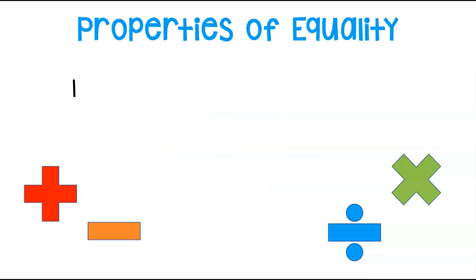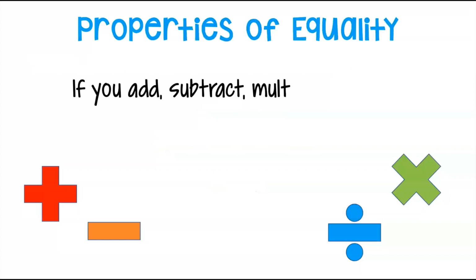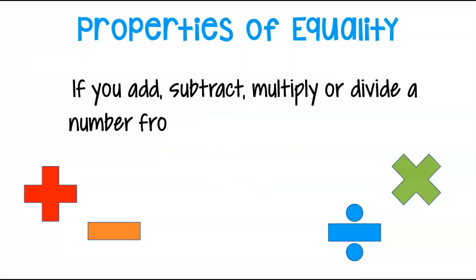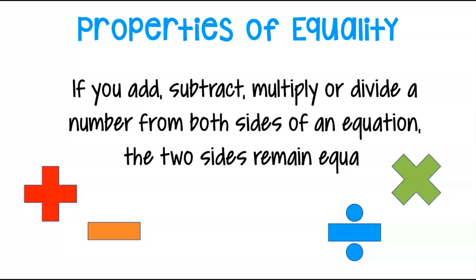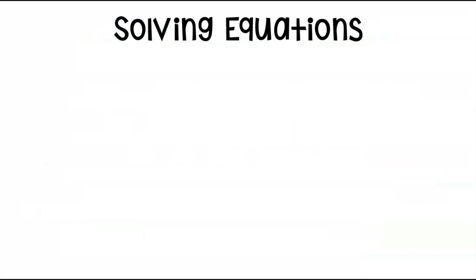Properties of equality. If you add, subtract, multiply, or divide a number from both sides of an equation, the two sides remain equal. So if I'm adding 2 to one side of an equation, I add 2 to the other side, the equation is still going to be equal. It's like a scale. We're balancing them out to make sure that they stay equal.